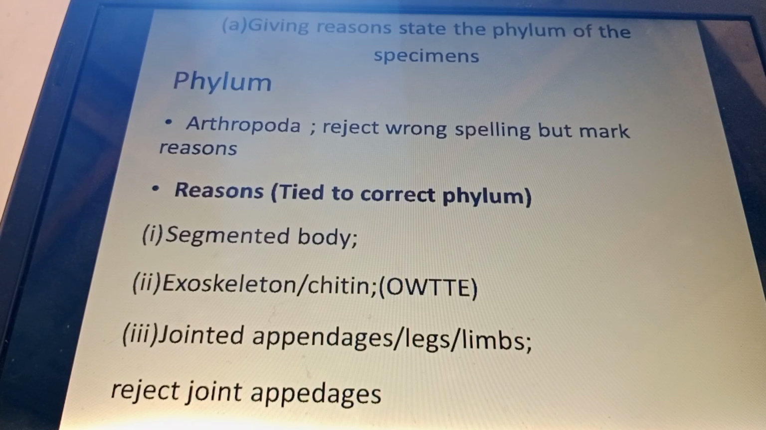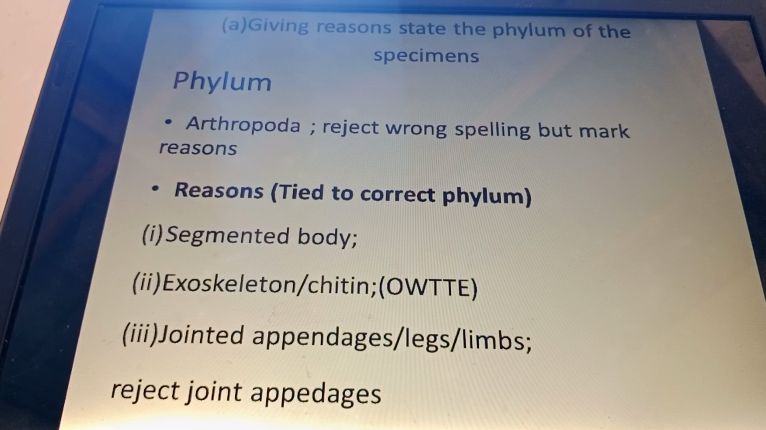Phylum, Arthropoda. Reject spelling, but mark the reasons. So, giving reason, the phylum of the specimen is Arthropoda. Reject wrong spelling, but mark reasons. Reasons are tied to the correct phylum. All right?